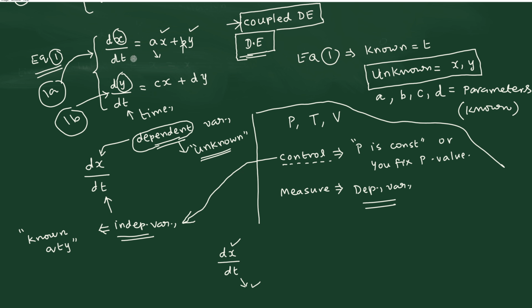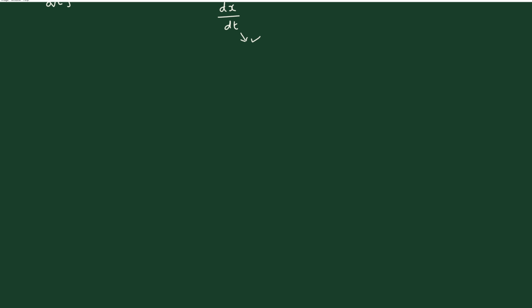To answer that question, now you come to the 1a equation. In 1a, what is there is dx by dt equal to ax plus by. So let me write down 1a here so that I can explain further. Consider 1a now. You have this expression dx by dt equal to ax plus by. Now how will you solve it?